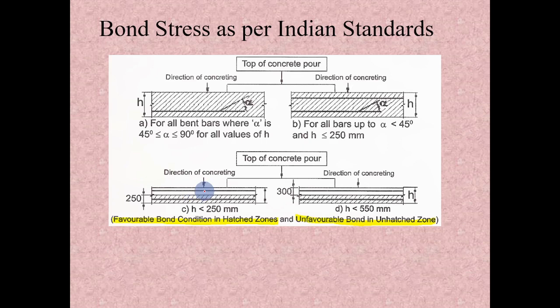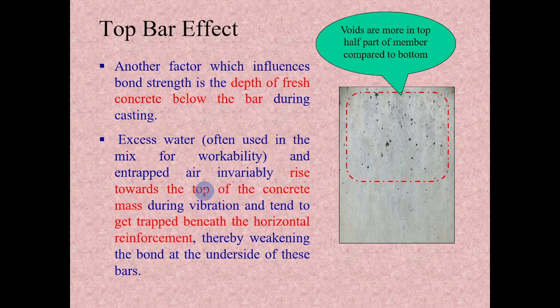To understand this favorable and unfavorable bond condition in more detail, we should understand what the top bar effect is. Another factor which influences the bond strength is the depth of fresh concrete under the rebar during casting. If you see in the image, a lot of voids are there in the top part of the concrete compared to the bottom part of the concrete. At the time of concreting, excess water is added to improve the workability. Also, some air voids will be there in the concrete mix.